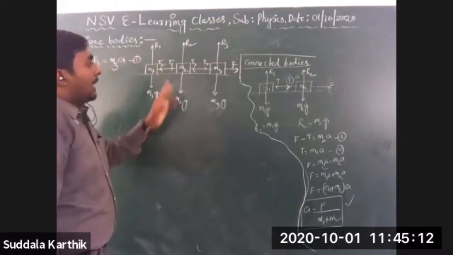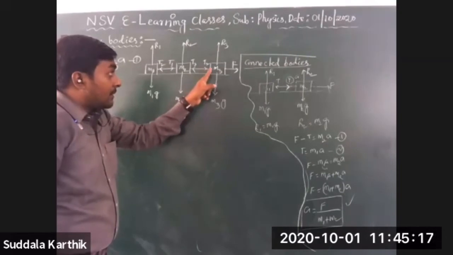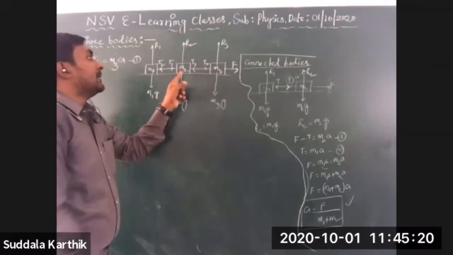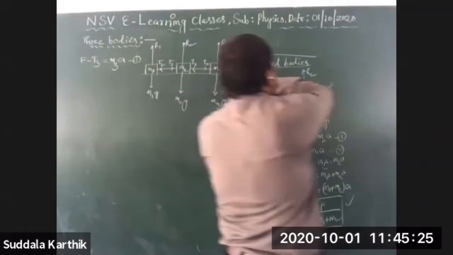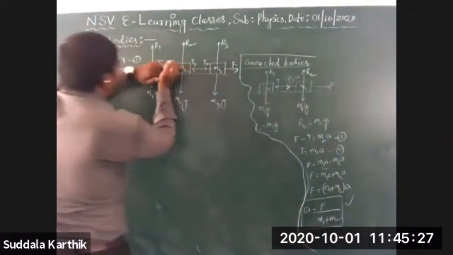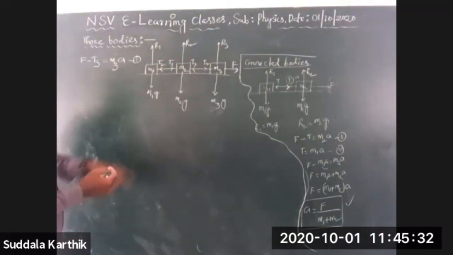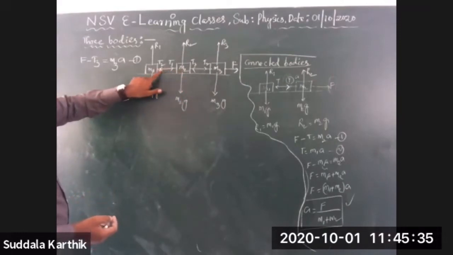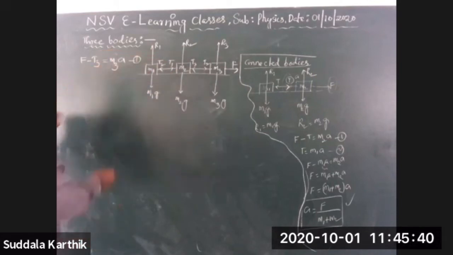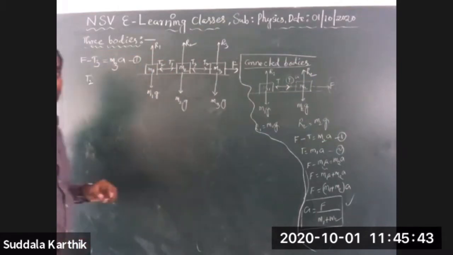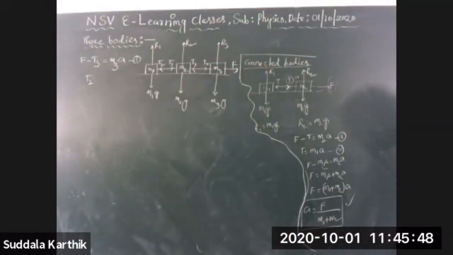Now the second body. On the second body, how many forces are there? T2 is acting on which body? Not on the third body, on the second body. T2 is pulling in this direction. Right? Yes, tell me. You can tell, you don't worry.